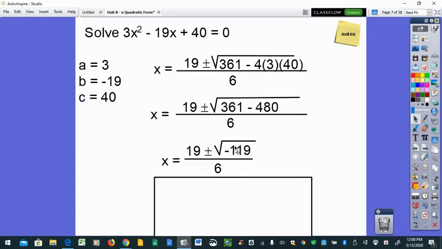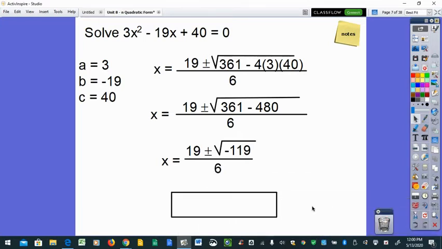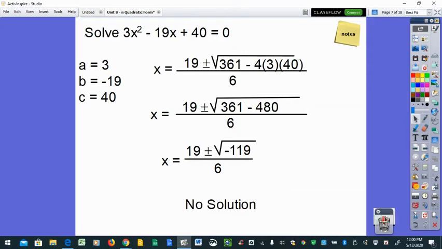We got a negative under the square root. What's going on here? That's not going to work out. We're not going to get two answers there. When you end up with a square root of a negative, that means that this parabola, which is opening up, is not going to hit the x-axis. So there are no solutions. There are no x-intercepts, and there are no roots.